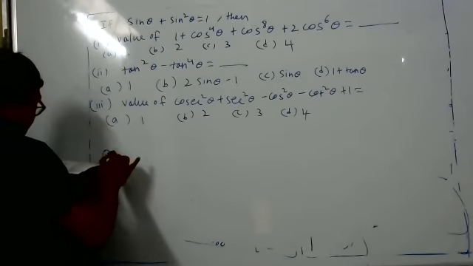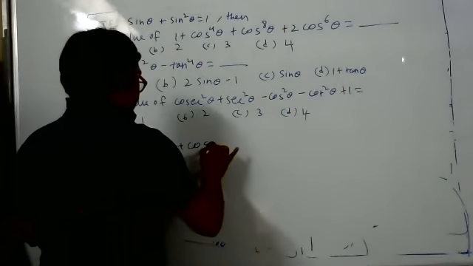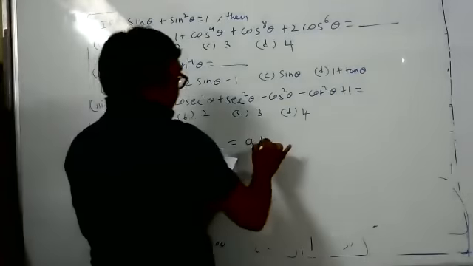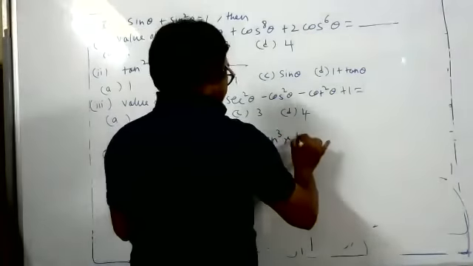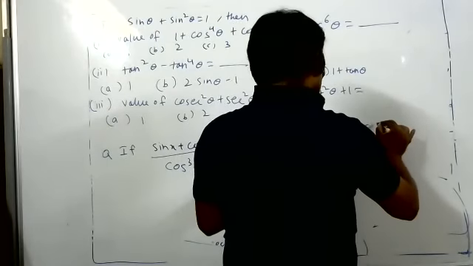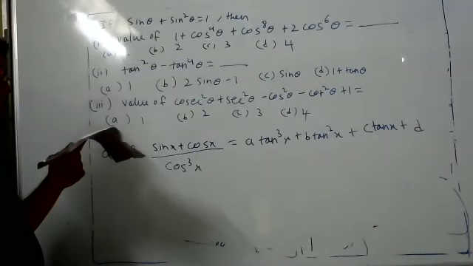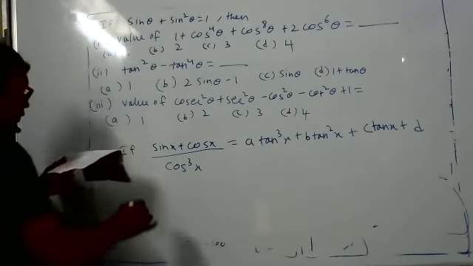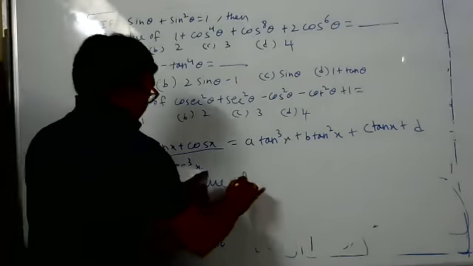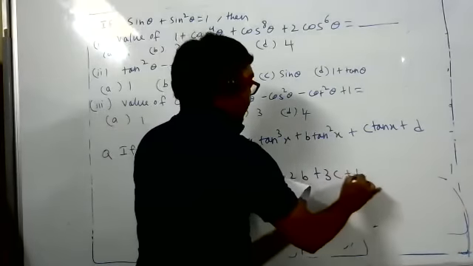Question: if sin x plus cos x by cos cube x is equal to a tan cube x plus b tan square x plus c tan x plus d, then the value of a minus 2b plus 3c plus d is.